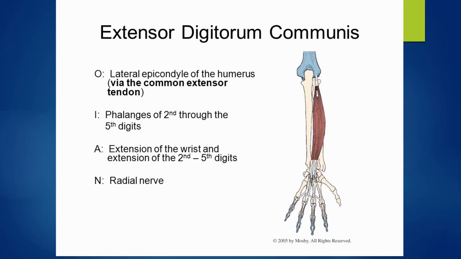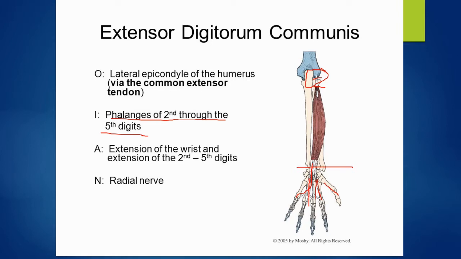The extensor digitorum communis also has its attachment on the lateral epicondyle of the humerus through a short tendon, and then continues down to cross the wrist and to insert into the phalanges of the second through the fifth digits. And you can see that as this tendon comes down, it splays out to attach on all of the phalanges, with the exception of the phalanges of the thumb.